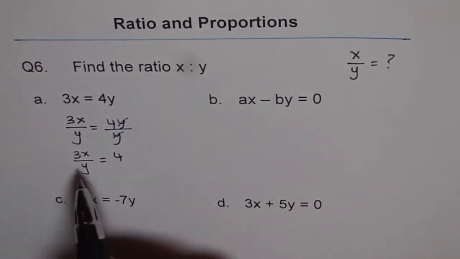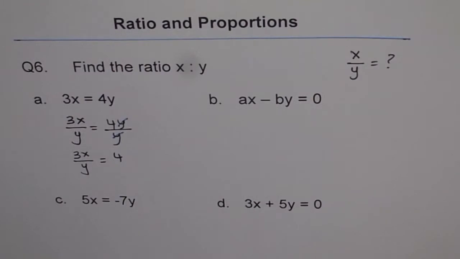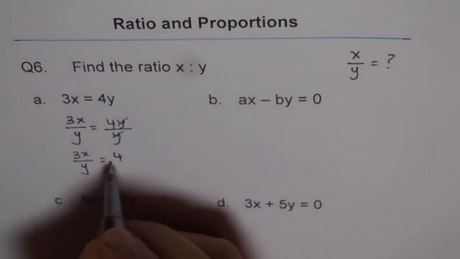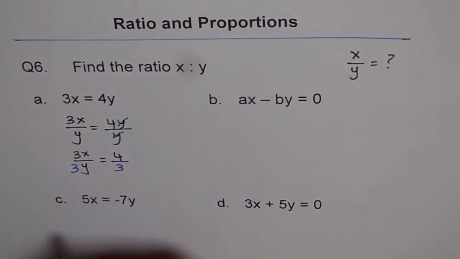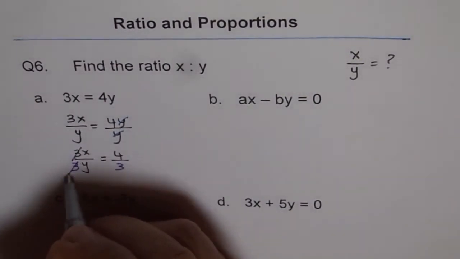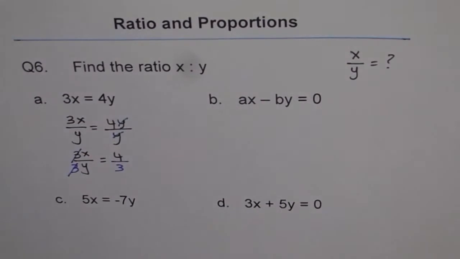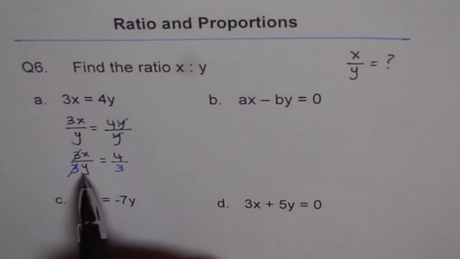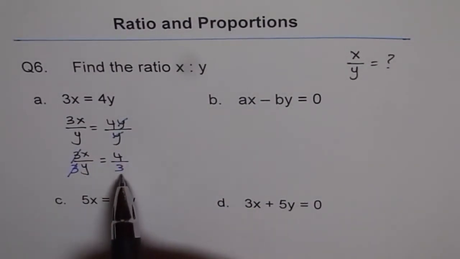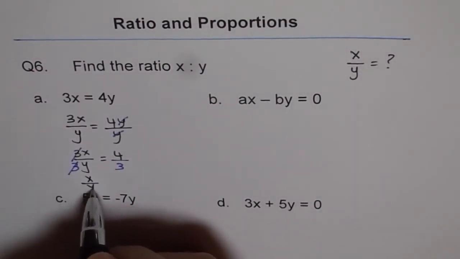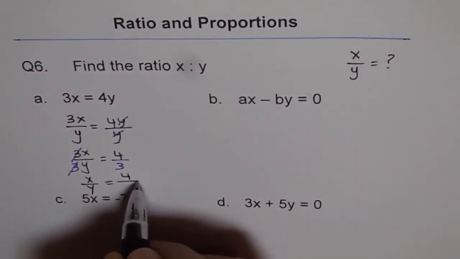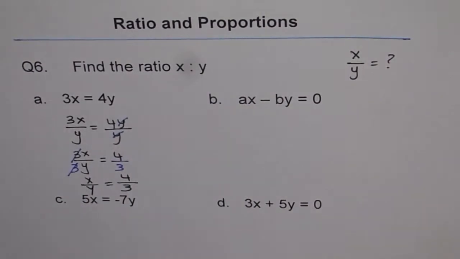But what do I need? I only need x over y, correct? So let's do one thing. Now let's divide both sides by 3 also. This 3 will cancel out, and so what do I get? I get x over y equals 4 over 3. Do you see that? So that is my answer: x over y equals 4 over 3. That is how I'm going to do it.